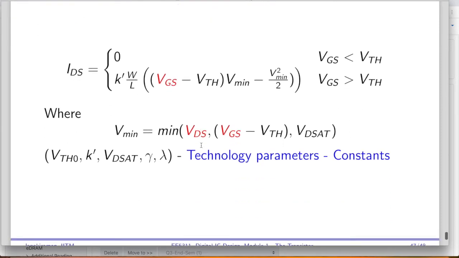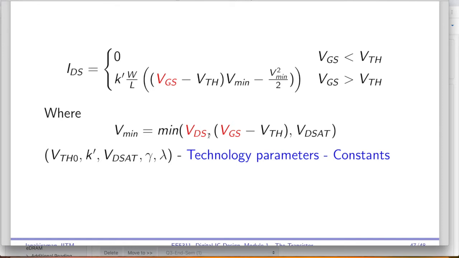So let's look at this equation. This clearly looks more intimidating and more complex. The current is 0 if a terminal voltage is less than a technology parameter, that 0.45 that I showed you earlier. VTH was 0.45. If it is greater, then it's given by some expression which is determined by the min of 3 different values.